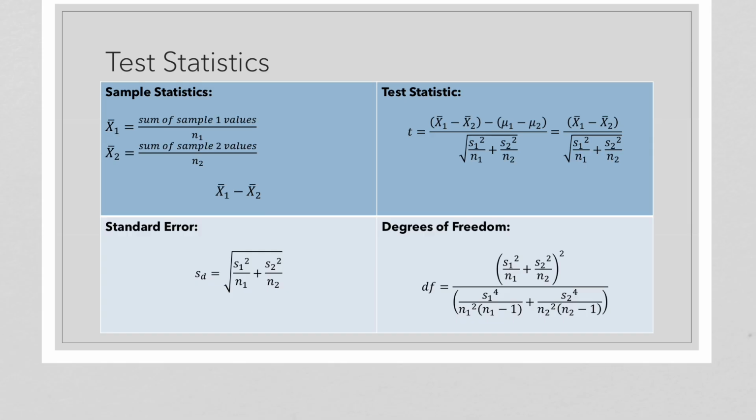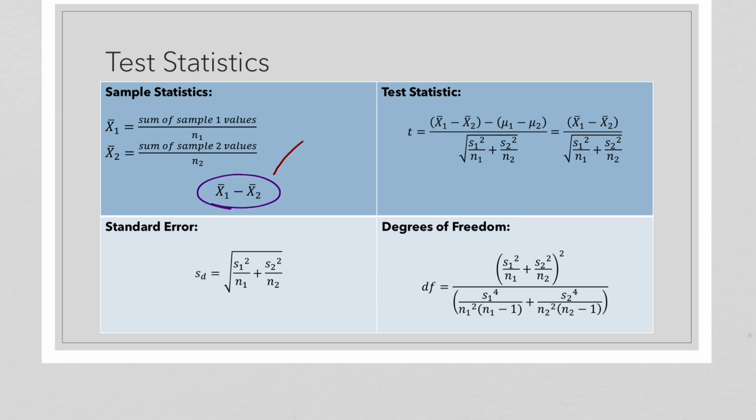So for your sample statistics, we have x bar sub 1 and x bar sub 2. These are just the sample means for group 1 and for group 2. And then we would go ahead and take their difference. We also need to find the standard error. This is going to be the square root of the sample standard deviation squared from group 1 divided by the sample size of group 1, plus the sample standard deviation of group 2 squared divided by the sample size of group 2. So we take these 2 pieces of information, and that's going to help us calculate our test statistic.